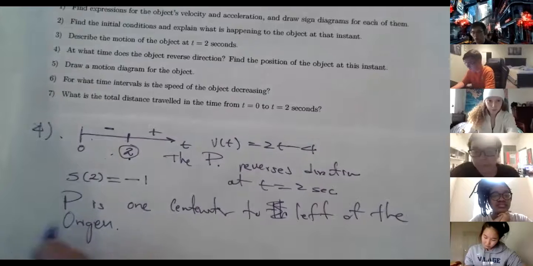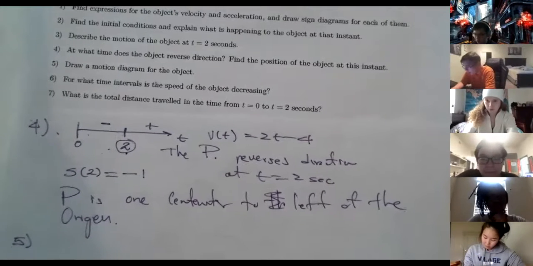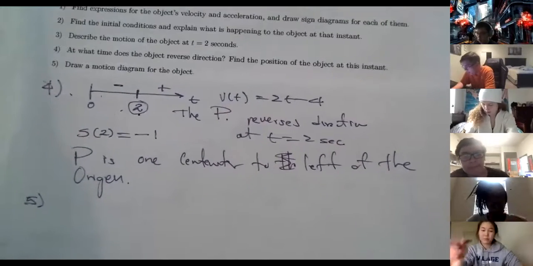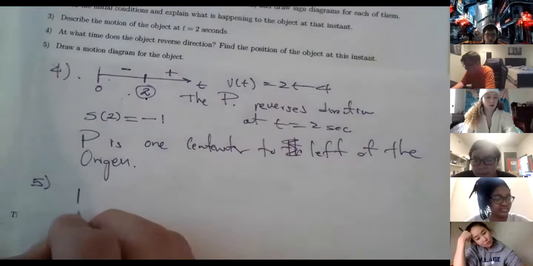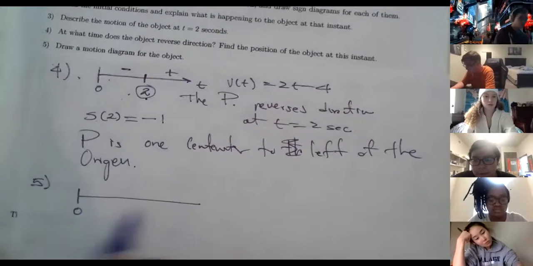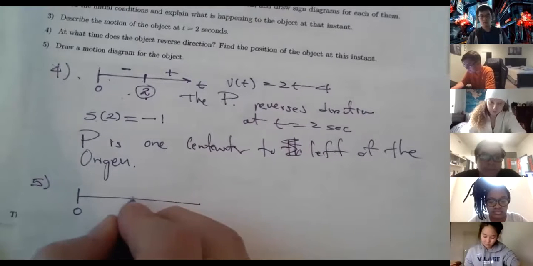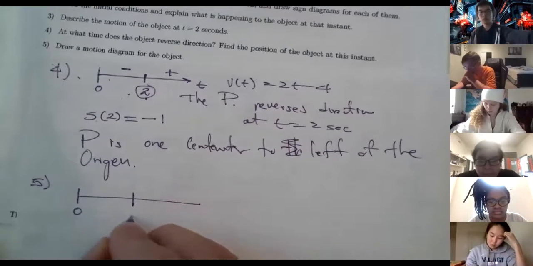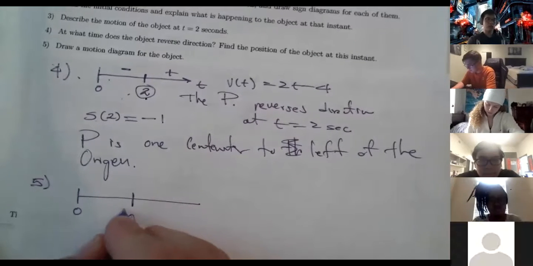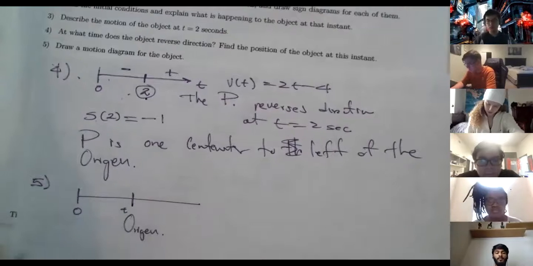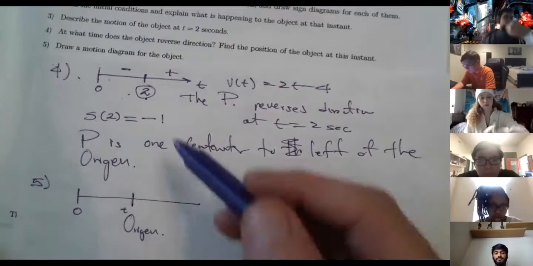All right, so let's look at number 5. It says, draw a motion diagram of the object. So in this case, it's how the object is moving, all right? So let's try to do that. So again, the time starts from 0 up, right? So let's say this position here is the origin. We do know this according to what we did in the previous problems.